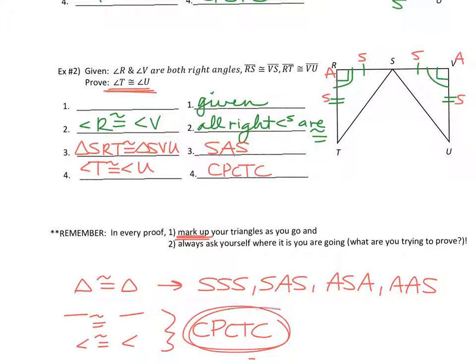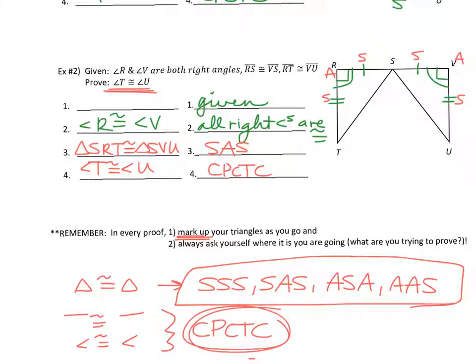However, if you have CPCTC, it's only because the step before it is what? One of these, okay? So you will never have CPCTC before you've proved the triangles are congruent. It will always go SSS, SAS, one of those, and then CPCTC. You can't have CPCTC without already having said triangles are congruent. Questions on that? All right.